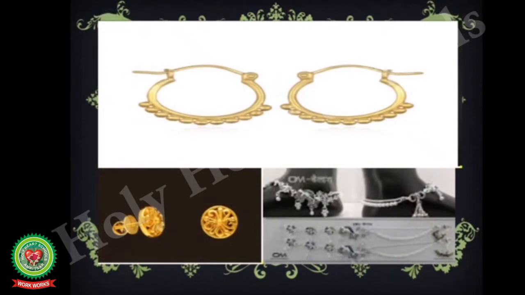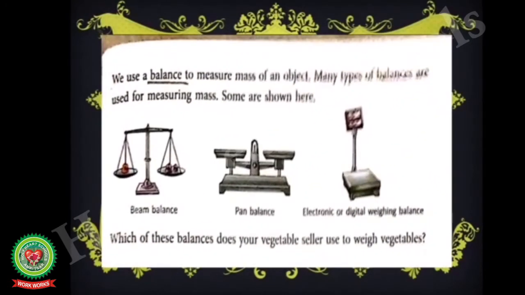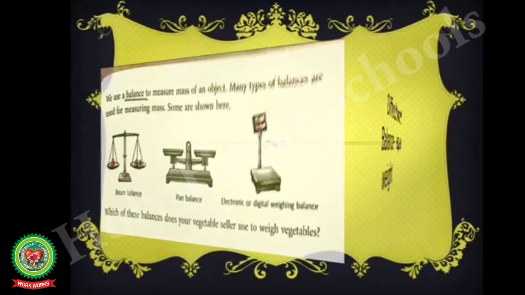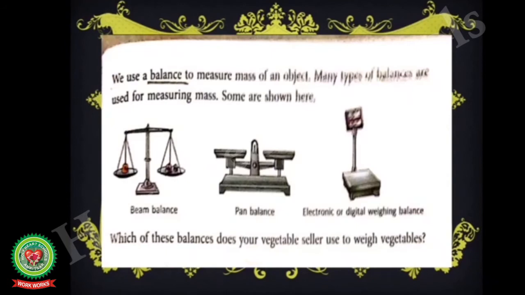Now, one question arises. What do we use to measure the mass of an object? We use a balance to measure the mass of an object. Students, underline: balance means equal weight. Now come to the next line. Many types of balances are used for measuring mass. Some are shown here: beam balance, pan balance, electronic or digital weighing balance.